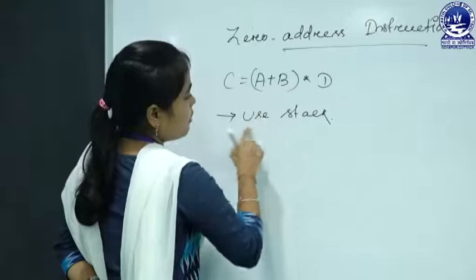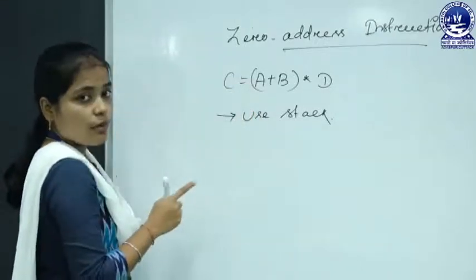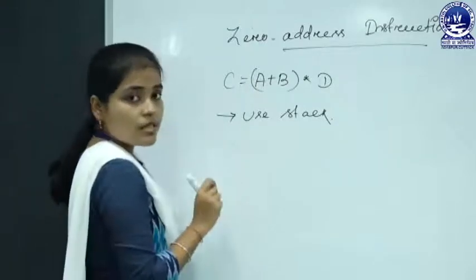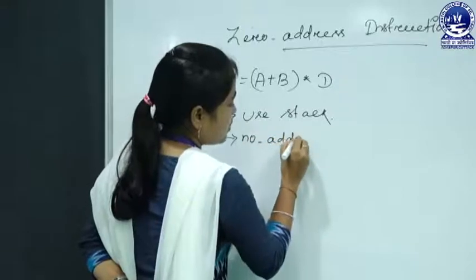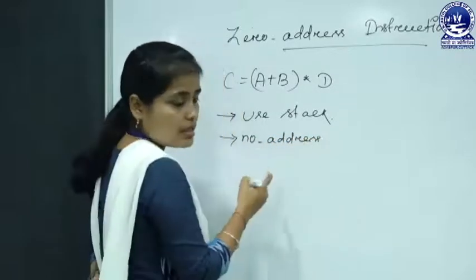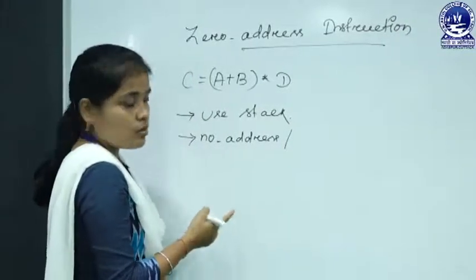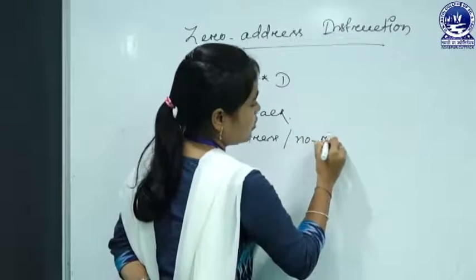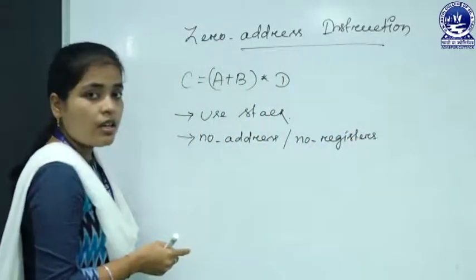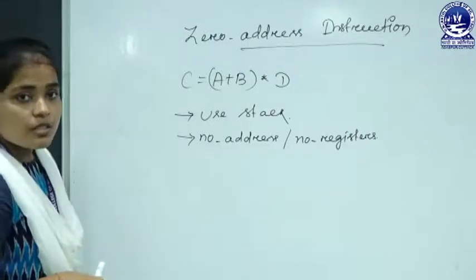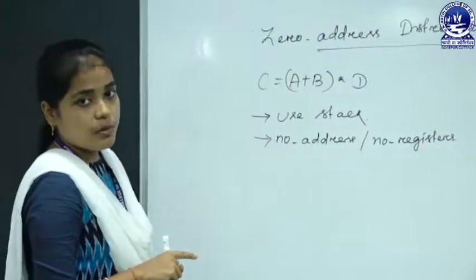So, you have to remember some rules. First, to write 0 address instruction format we have to use the concept of stack, and no address is used. No address means no registers are basically used, or we can write no registers are used, whether it is accumulator or general purpose registers, they are not used when we are writing 0 address instruction formats.